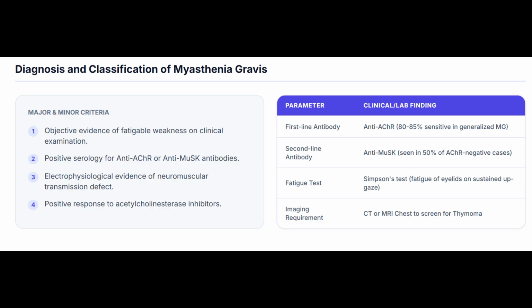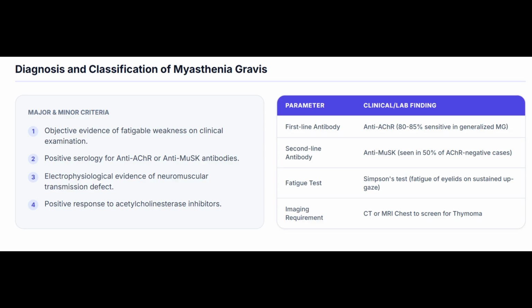We are specifically testing for the presence of anti-AChR or anti-MuSK antibodies, which provide high specificity for the diagnosis. Third, we require electrophysiological evidence of a neuromuscular transmission defect, typically demonstrated via repetitive nerve stimulation or single-fiber EMG. Finally, we consider the patient's response to acetylcholine esterase inhibitors. A clear, objective improvement in strength following administration further supports the diagnosis.